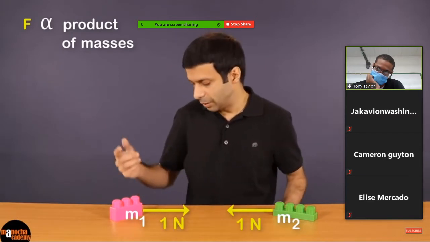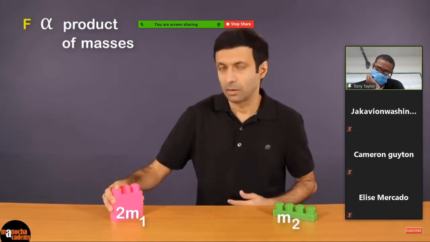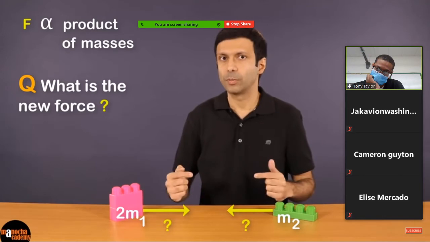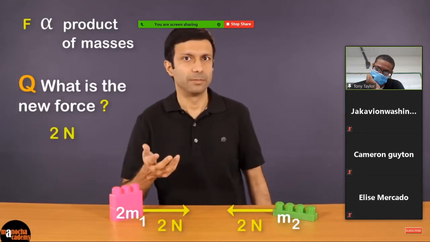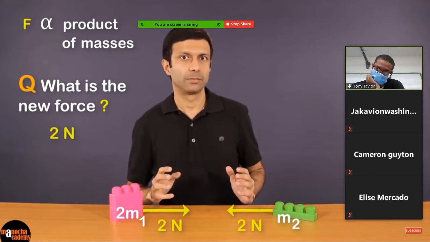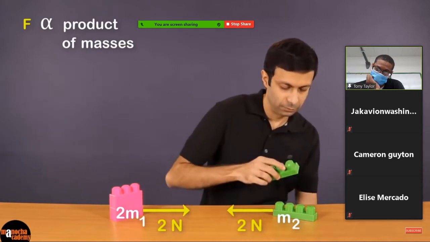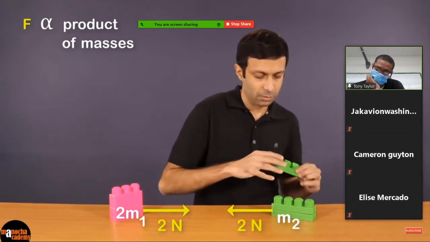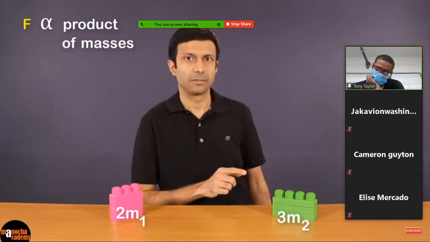Now if I double this mass, so I'm going to add another block here. So what's going to be the new force between the blocks? That's right, it's going to get doubled. So the force will be 2 Newton. Now let's say we triple this mass. So here we have 3 times the original mass.